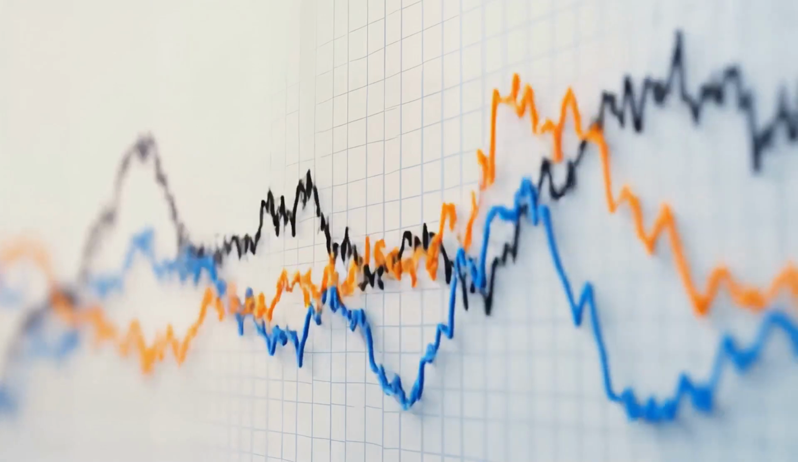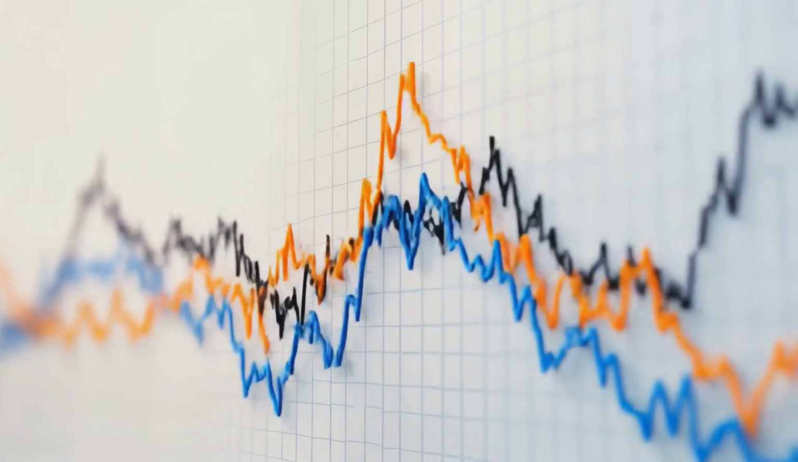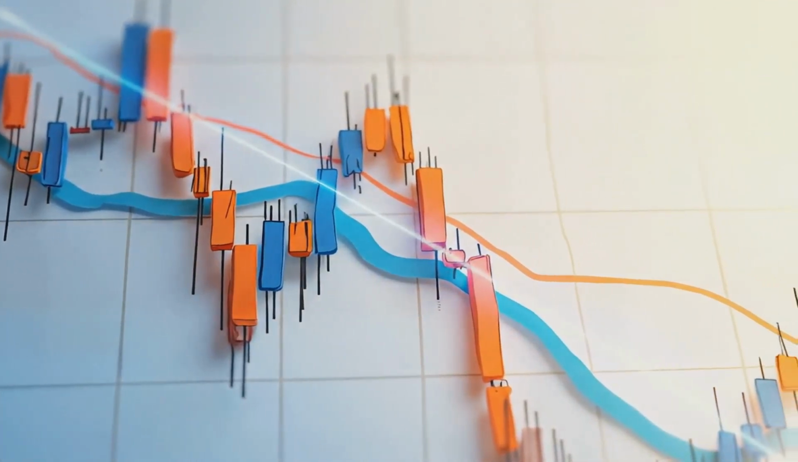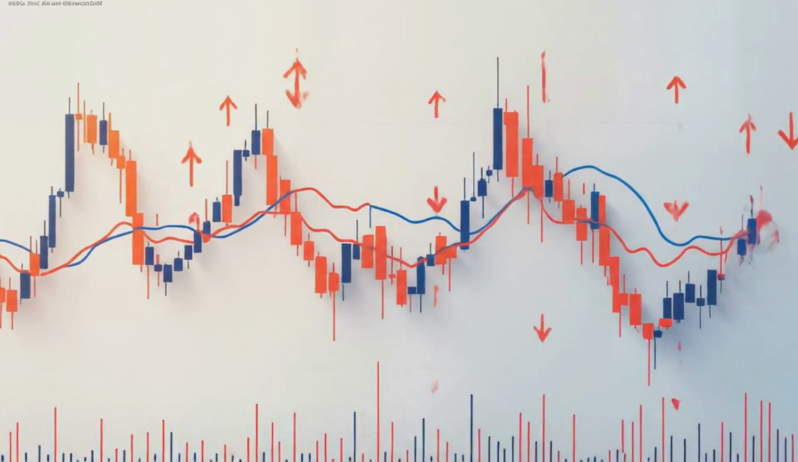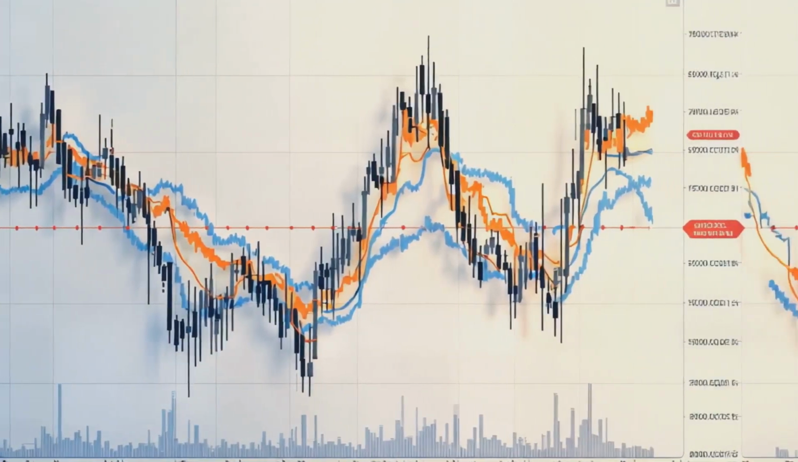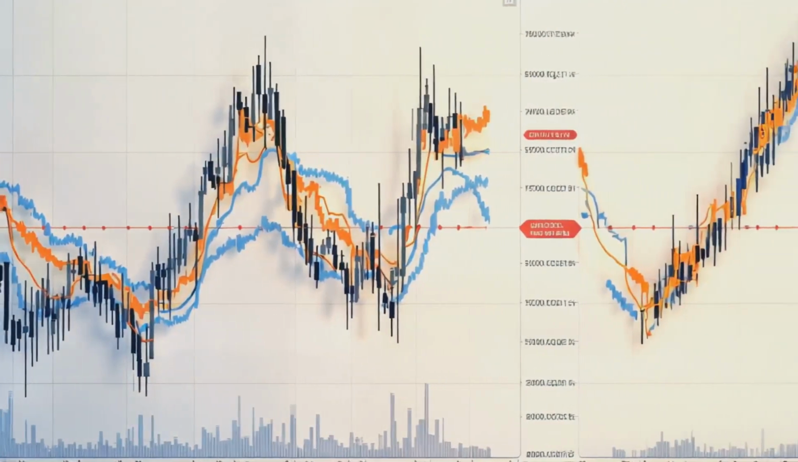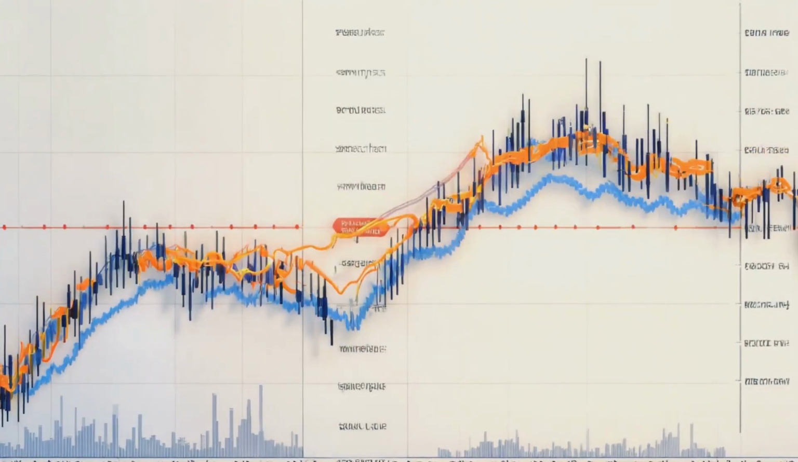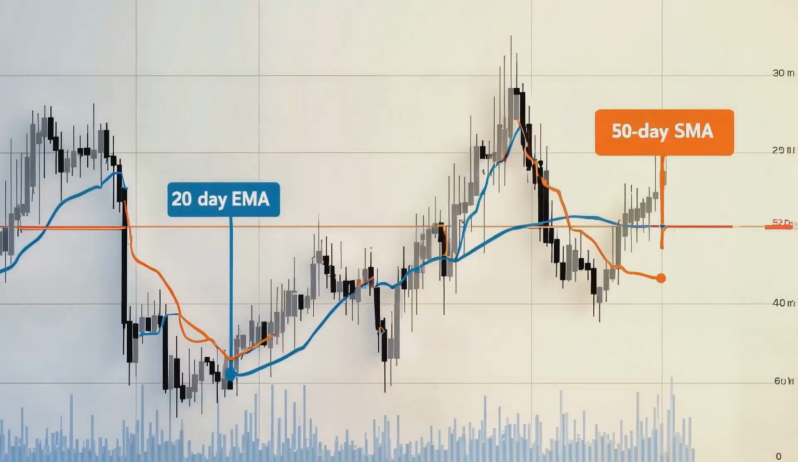Bearish crossover. Conversely, a bearish crossover occurs when a shorter-term moving average crosses below a longer-term moving average, signaling potential downward momentum. For example, when the 20-day EMA crosses above the 50-day SMA, traders interpret this as a bullish signal, indicating possible price increases ahead.